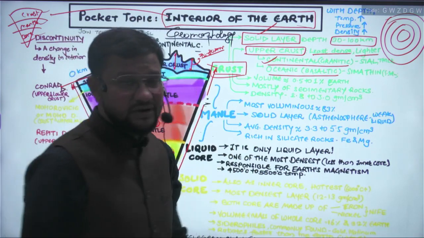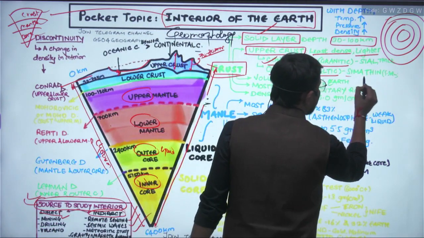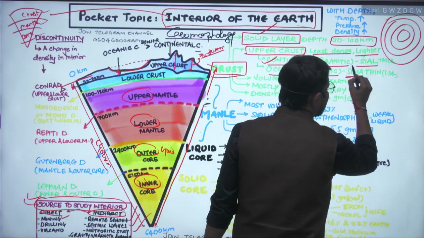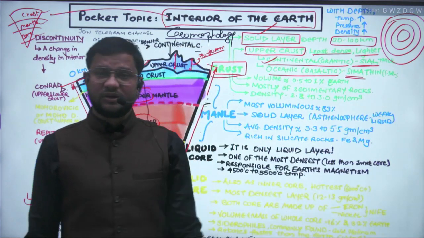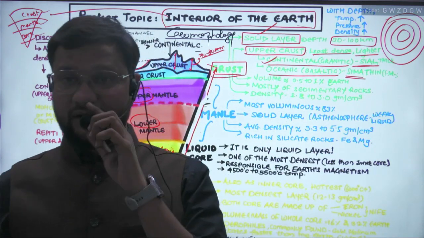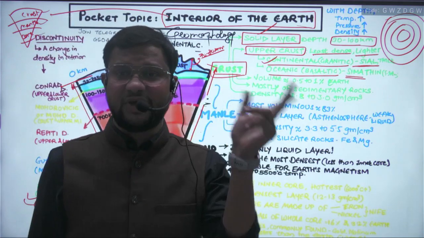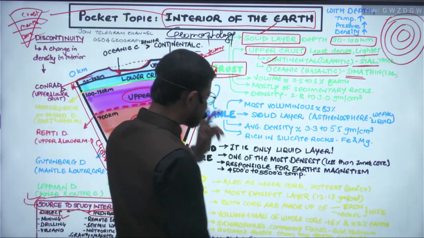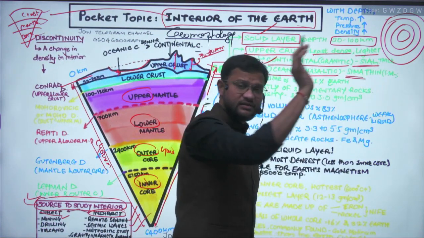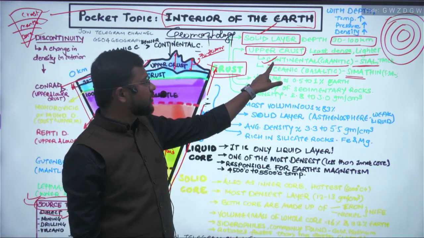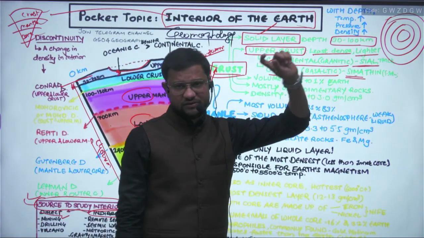So the basic one is made up of sima, right? And the continental crust is made up of sial, right? Sima is silica and magnesium. Sial is silica and aluminium, that is the continental crust, and the oceanic crust is sima, silica and magnesium.